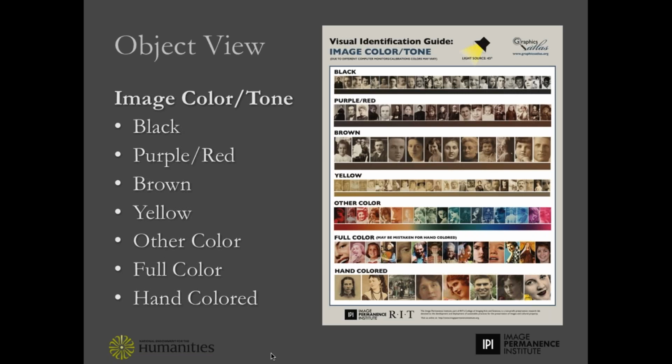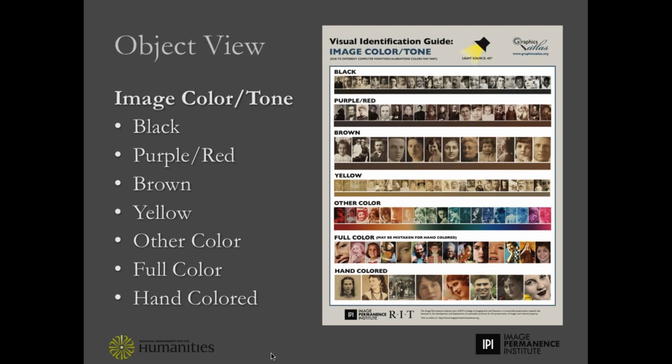The next key identifying feature is image color or tone. Is your image monochromatic? If so, what color is it? Or is it full color, or has it been hand colored? So here's our visual identification guide for color. Each image color is visually defined with a series of images and a color bar showing a range within each color category. This is the vocabulary we will use to describe color.